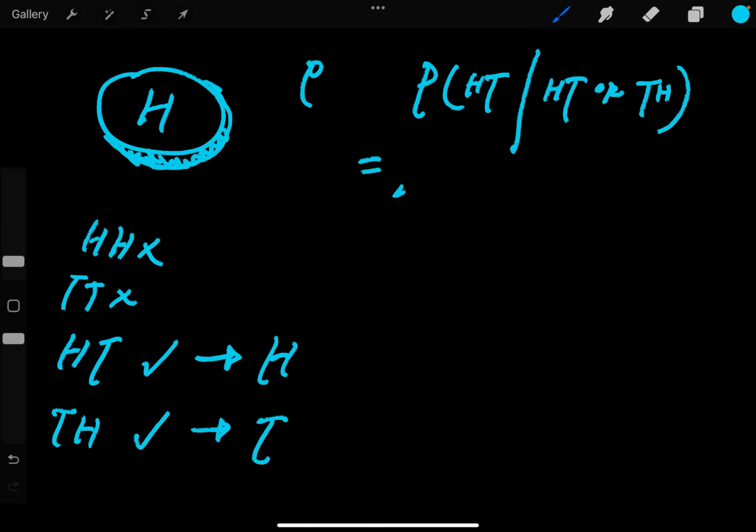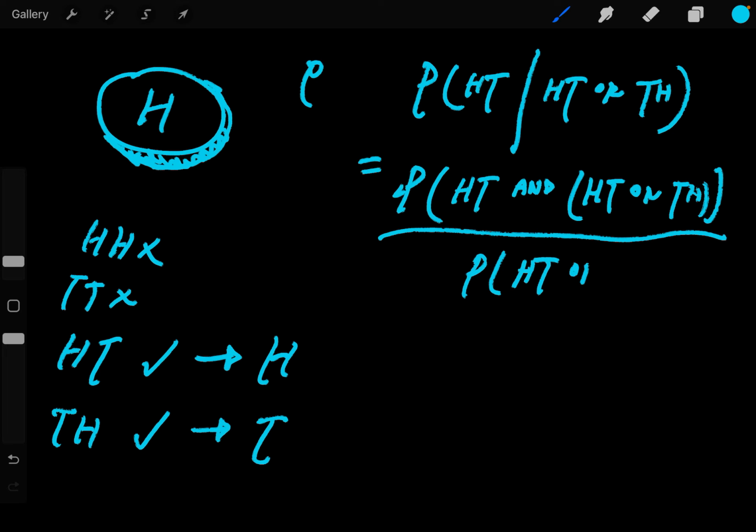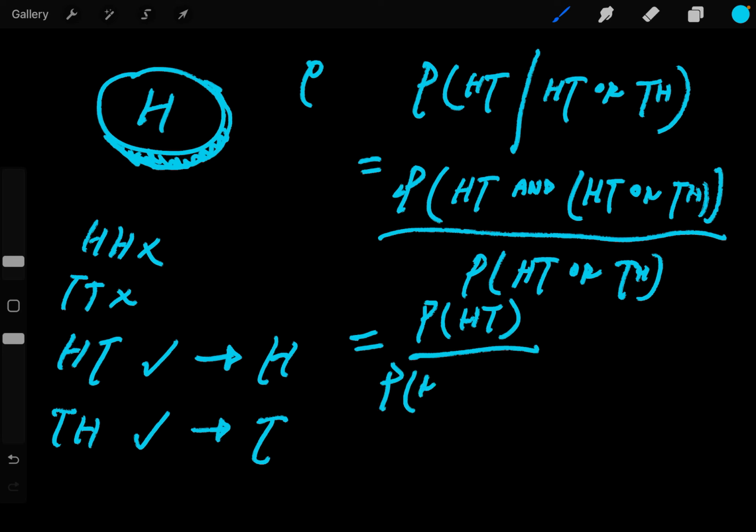And that's the same thing as the probability of a heads, tails, and by conditional probability, classical probability, heads, tails, and a heads, tails, or a tails, heads, divided by the probability of a heads, tails, or a tails, heads. And then the top part is just the same thing as the probability of a heads, tails. The bottom is the probability of a heads, tails, plus a tails, heads, right?